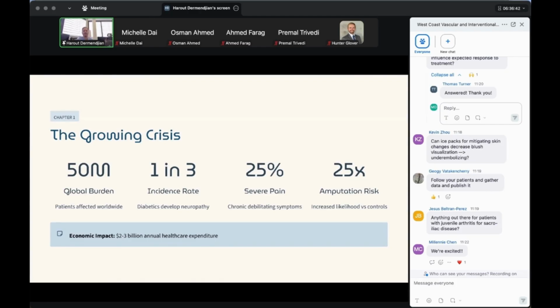So, dealing with a lot of PAD patients, we see a lot of diabetics. And in these patients, they come with foot pain. And a lot of times it's mixed, right? So some of it's ischemic, claudication.